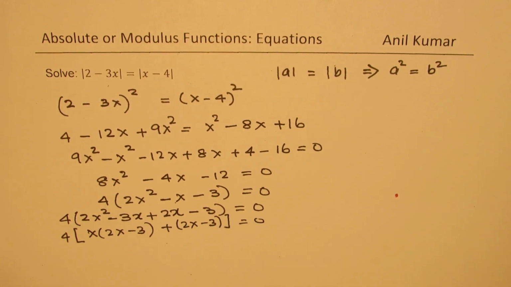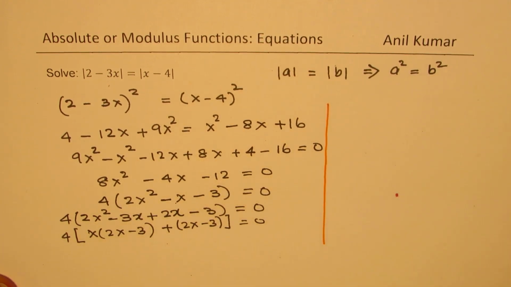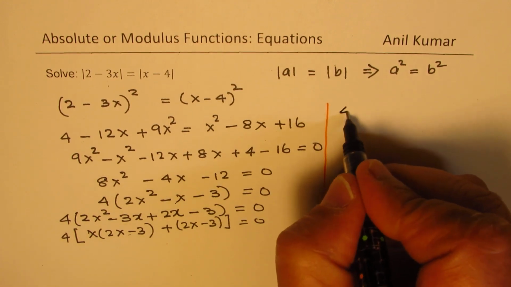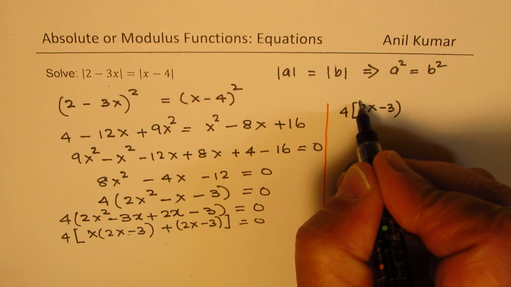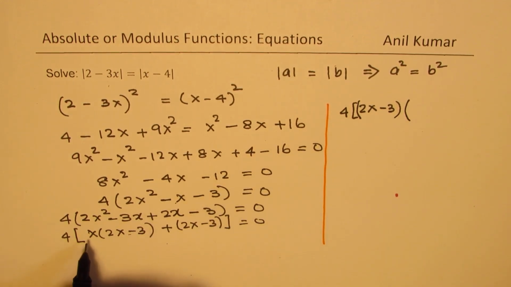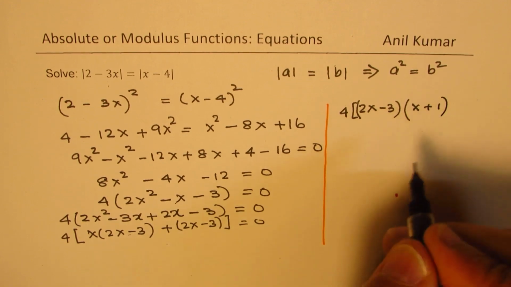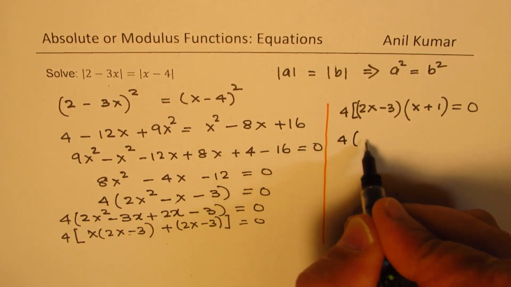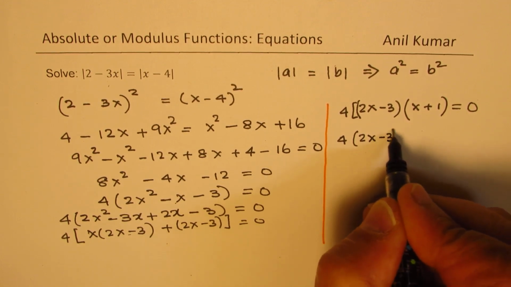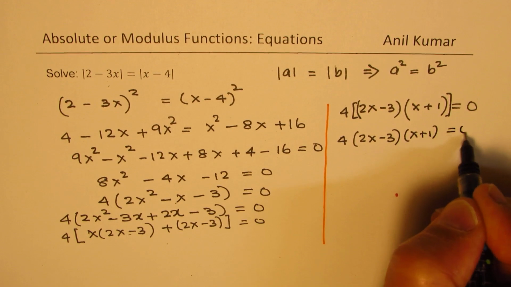equals to 0. And now let me take it on the right side to complete and write down the answer. So we have 2x minus 3 as a common factor, so we get 4 times 2x minus 3 as a common factor, and what we get here is x plus 1, right? So we get x plus 1 equals to 0. So that is, we have 4 times 2x minus 3 times x plus 1 equals to 0.